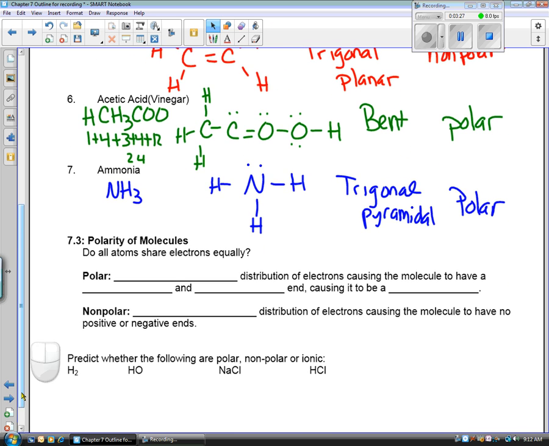Okay, now here's where I actually explain what polar and nonpolar is. Basically, it's whether or not they're symmetrical. Are they equal all the way around? So polar is where it's uneven distribution of electrons causing the molecule to have a positive and a negative end.